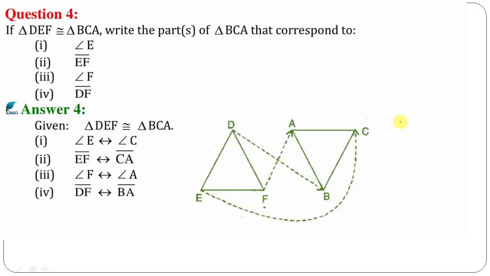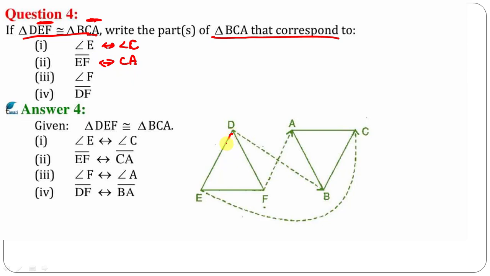Next is question number 4. Triangle DEF is congruent to triangle BCA. Write the parts of triangle BCA that correspond. Angle E is corresponding to angle C. That is clear. Next is EF, which corresponds to CA.